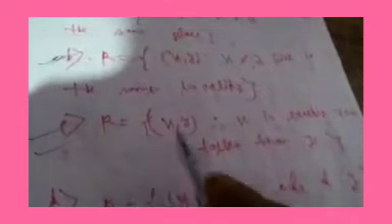Now I'm going to do this. The relation given is R equal to (x, y) such that x is exactly 7 centimeters taller than y. So it's a critical maths problem, and let's start it. Okay, I'm going to discuss this one.